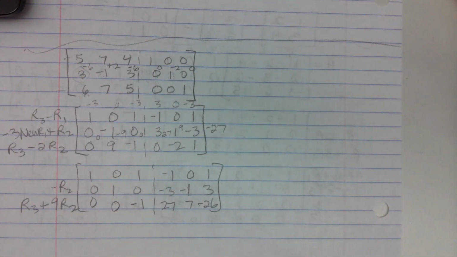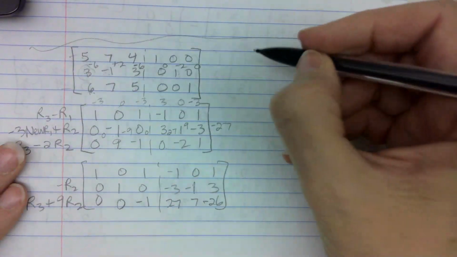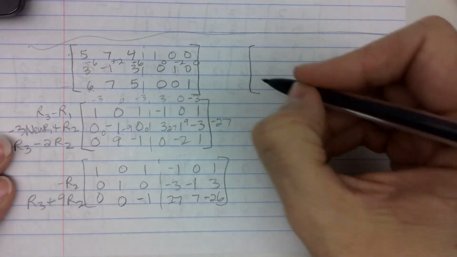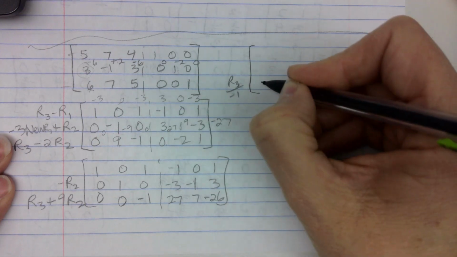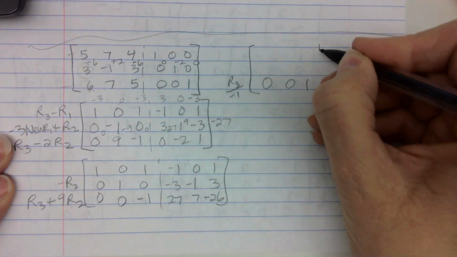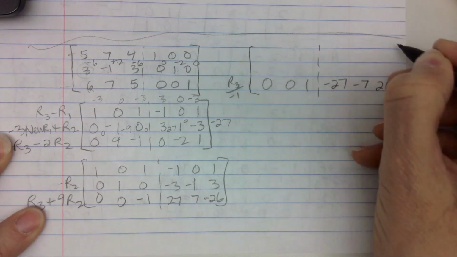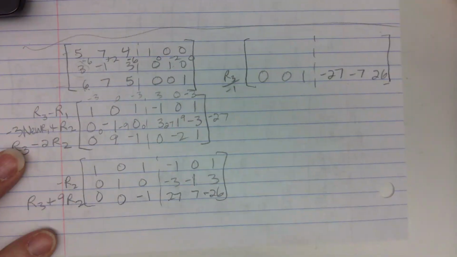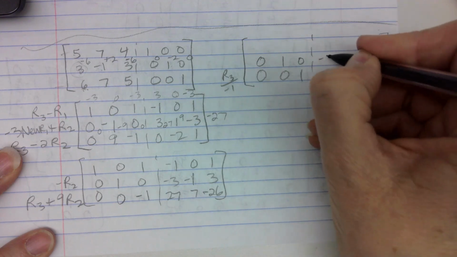Oh, y'all, this is not nearly as bad as I was worried about. When we didn't have a 1, I was so worried. Row 3 is almost done. What should we do? Divide it by negative 1, right? Negative 27, negative 7, positive 26. Everybody good so far? Row 2. Stick a fork in it. It's done.